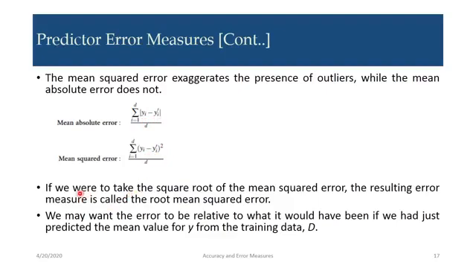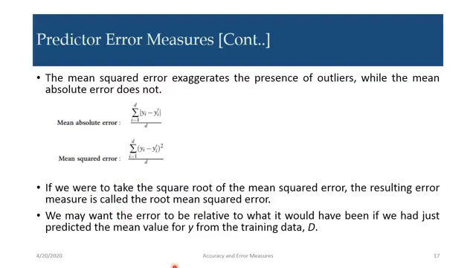So if we were to take the square root of the mean squared error, the resulting error measure is called root mean squared error. So if you put a root on this particular formula, it will be known as root mean square error.